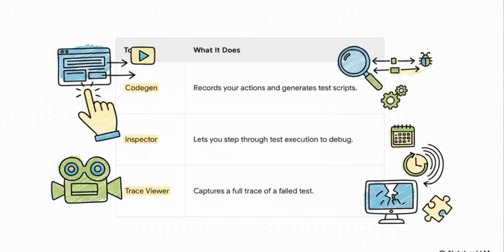And finally, the trace viewer. This is basically a time machine for your failed tests. It gives you a full video recording, network logs, DOM snapshots, everything you need to know exactly why it failed.